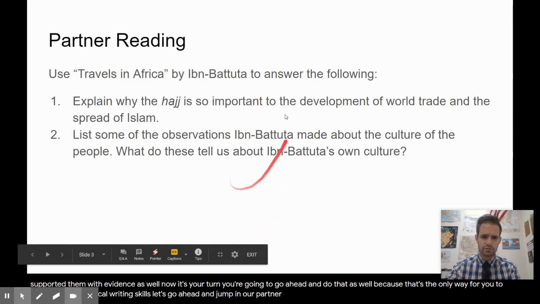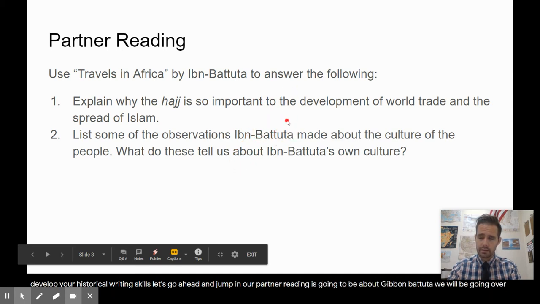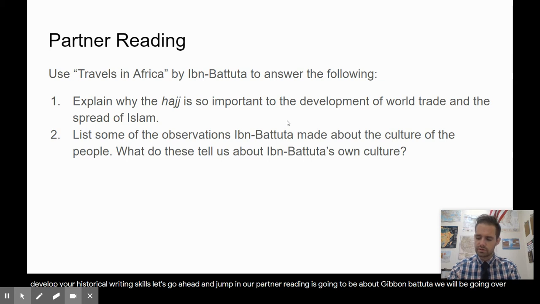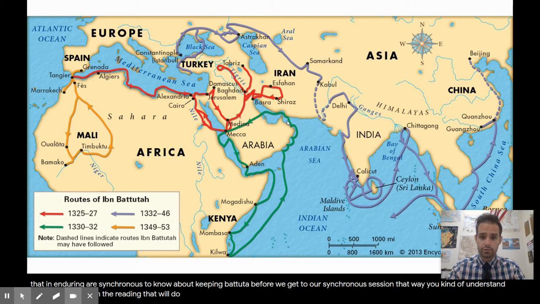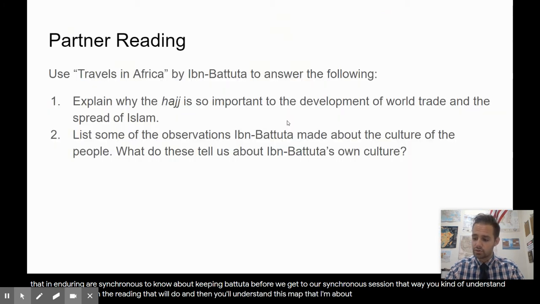Our partner reading is going to be about Ibn Battuta. We will be going over that during our synchronous session. I'll tell you a couple things you need to know about Ibn Battuta before we get to our synchronous session, so that way you kind of understand what's going on with the reading that we'll do, and then you'll understand this map that I'm about to show as well.